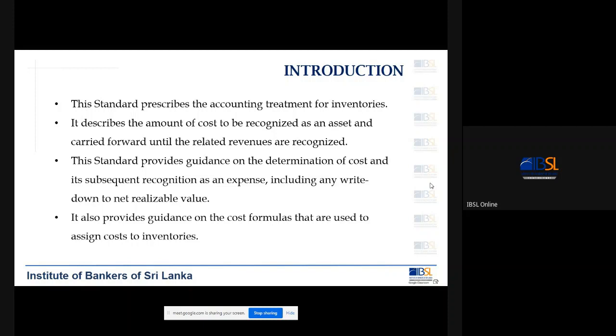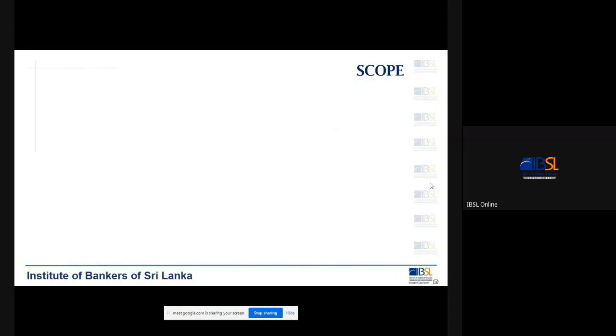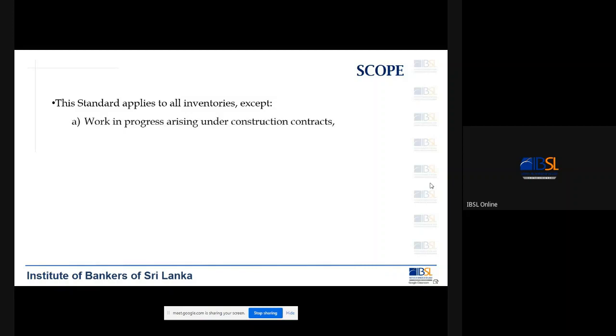The standard provides guidance on the determination of cost and its subsequent recognition as an expense, including any write-down to net realizable value. It also provides guidance on the cost formulas that are used to assign cost to inventories. So the standard applies to all inventories except the following. What are those? Work in progress arising under construction contracts. So you can remember, when it is construction contracts, it is handled by a separate standard. Under PPE, I mentioned it.